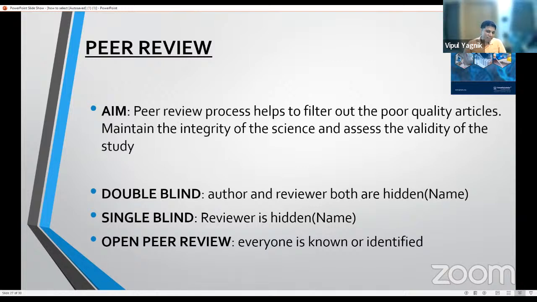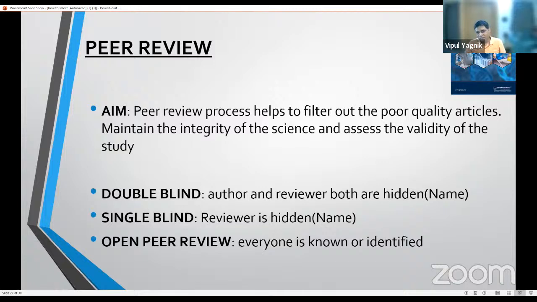If the article passes the first process of editorial review, then the article will undergo peer review. So peer reviewers are the backbone of any journal. The main advantage of sending an article for peer review is that it helps the editors and authors to filter out poor quality articles. Peer reviewers are also important for maintaining the integrity of the science, and it also helps in assessing the validity of the study.